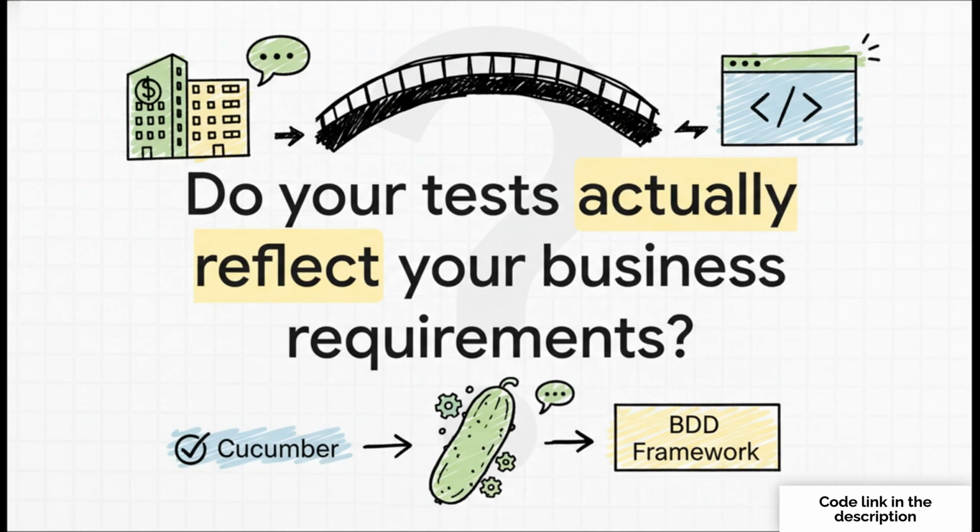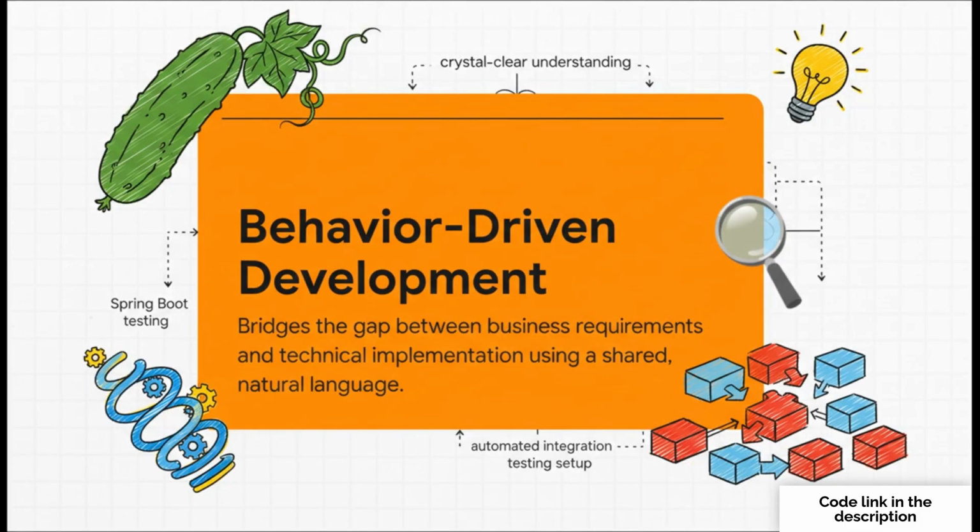So in this Cucumber Java tutorial, we are going to build a production-grade BDD framework from the ground up, giving you an incredibly powerful tool for all your Spring Boot testing. We are going to walk through every single step, from building a simple Spring Boot application to wiring it up with a really robust Cucumber test suite. And by the end of this, you'll have a crystal clear picture of how to build a powerful, automated integration testing setup that truly reflects your business requirements.